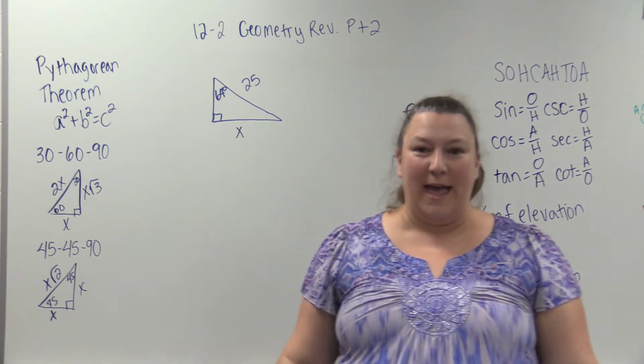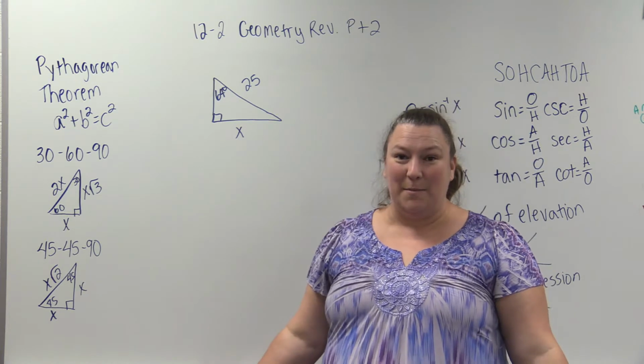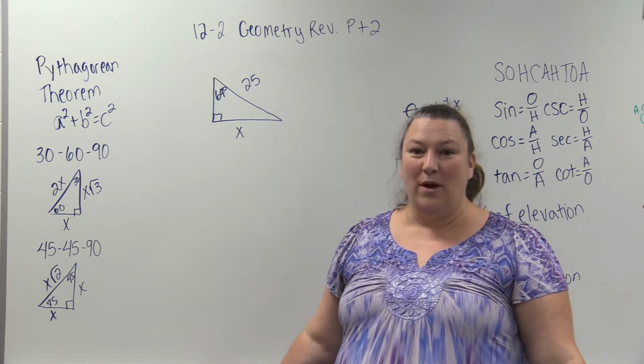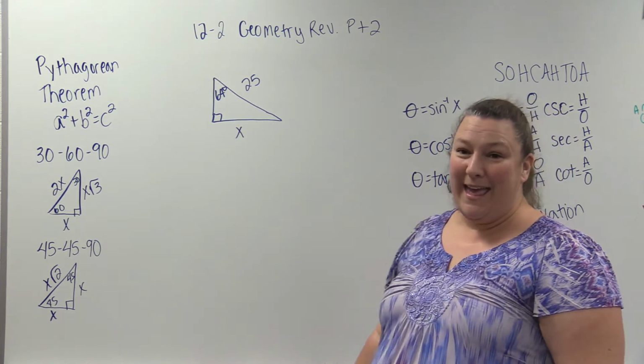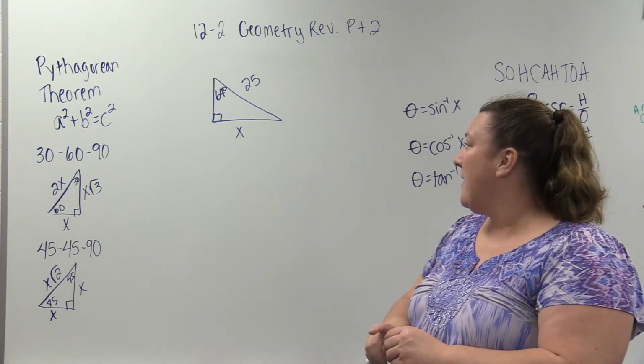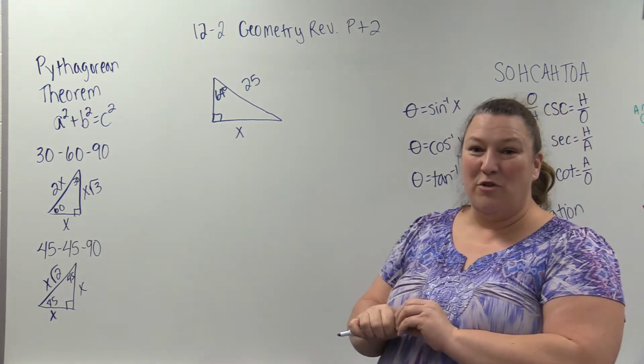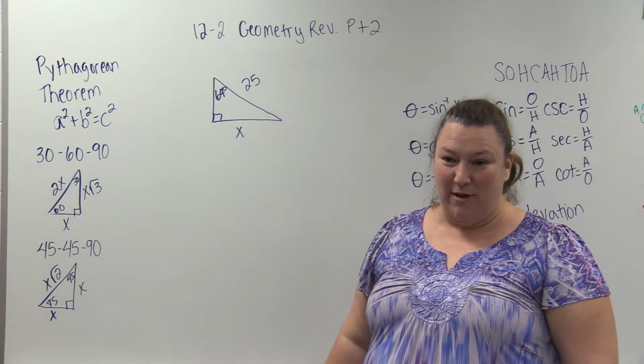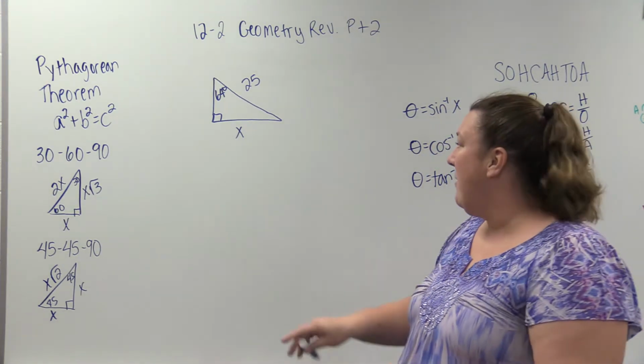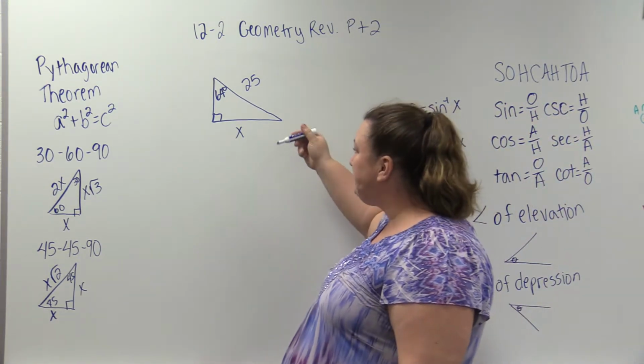Instead of last time when we looked at some sides, today we're going to look at some angles, using our trig functions when we're not in a special right triangle. So here I'm looking for x, which is the side length.